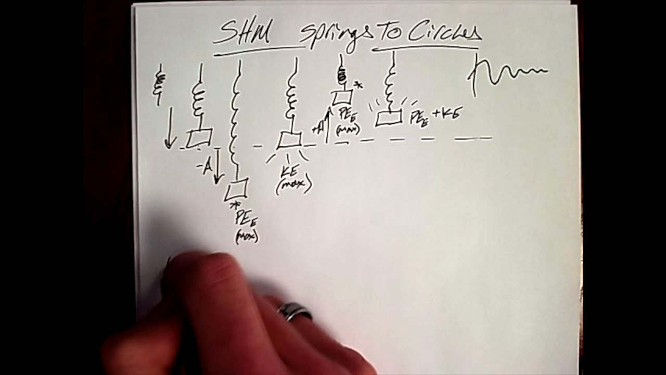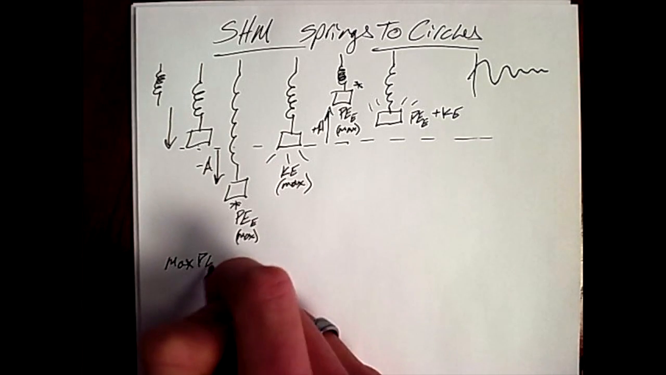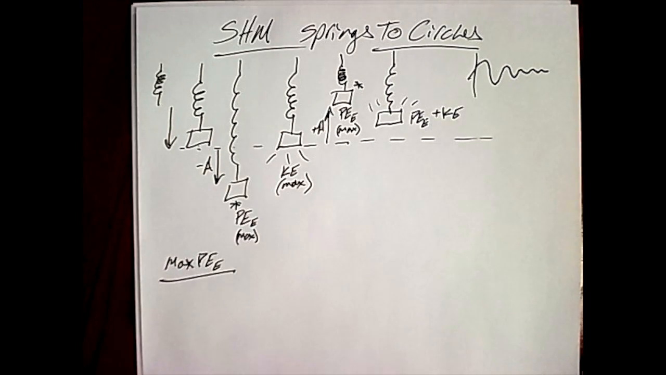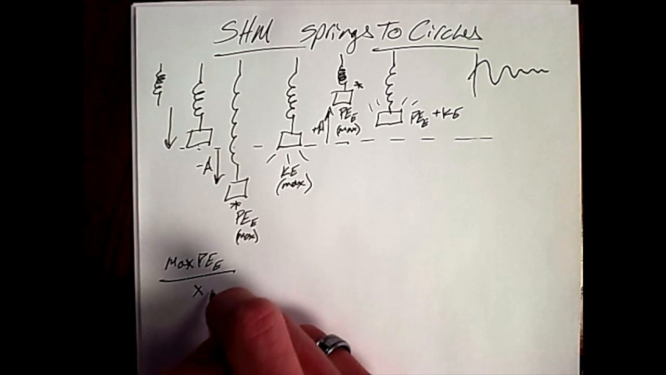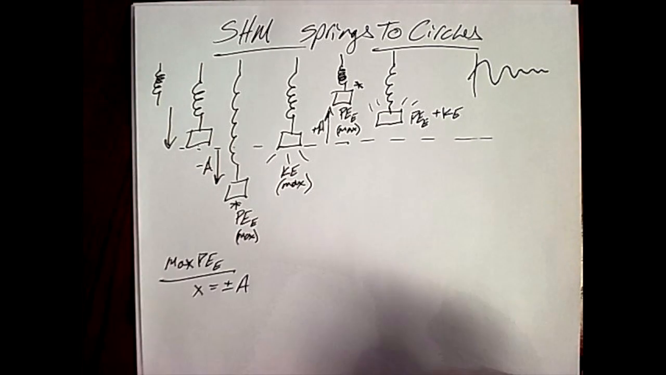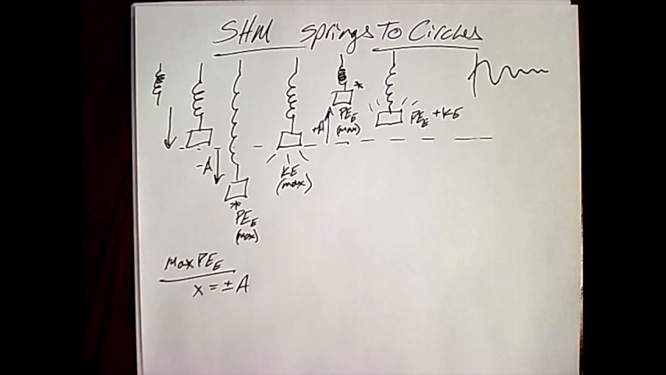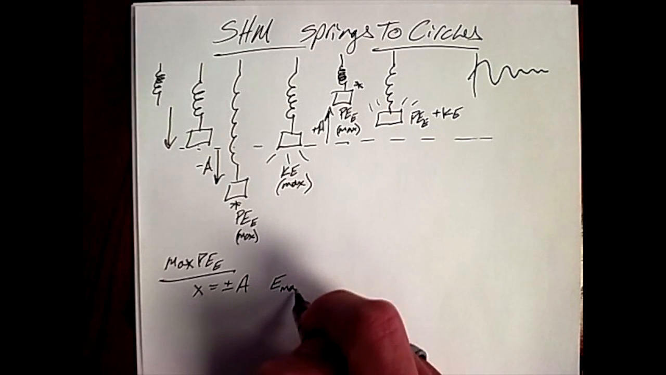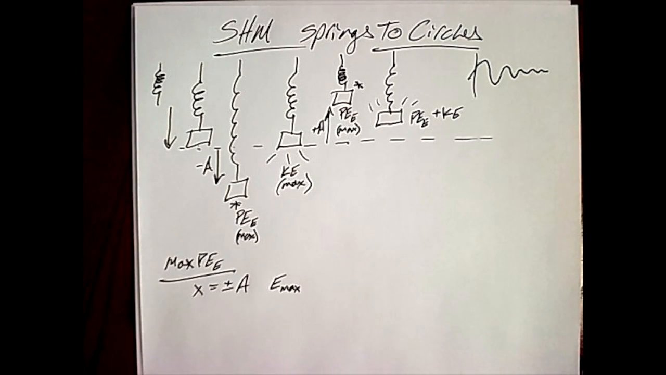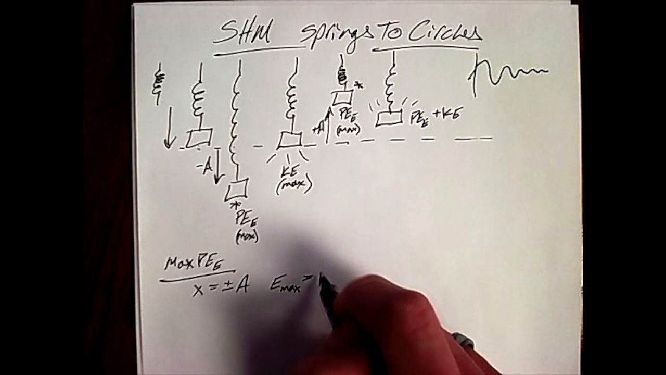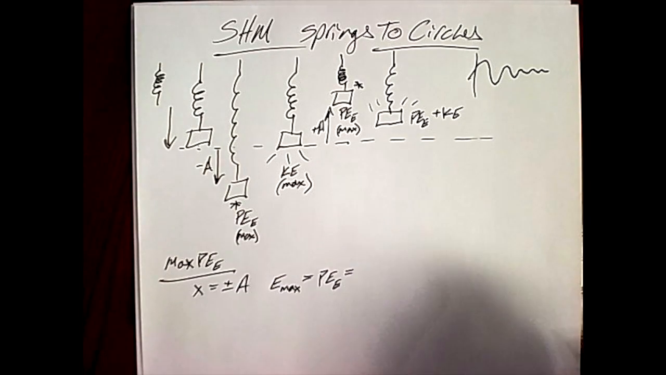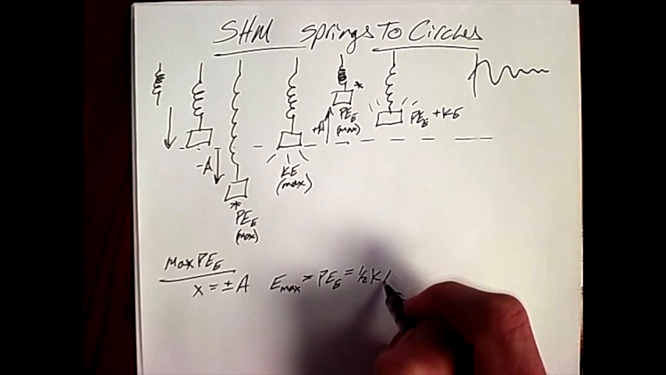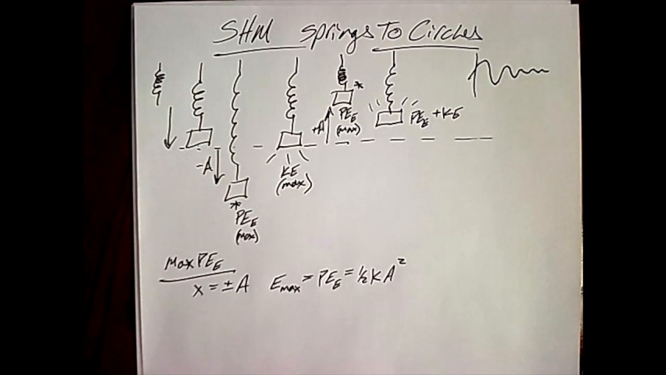So at the maximum potential energy, we know that x equals plus or minus A, right, the amplitude. And so the energy max, or the total energy, which really we don't need to say E max, but the energy of the system is fully encompassed in the potential energy, PE elastic, which is the formula 1/2 kx squared, but now x is A.